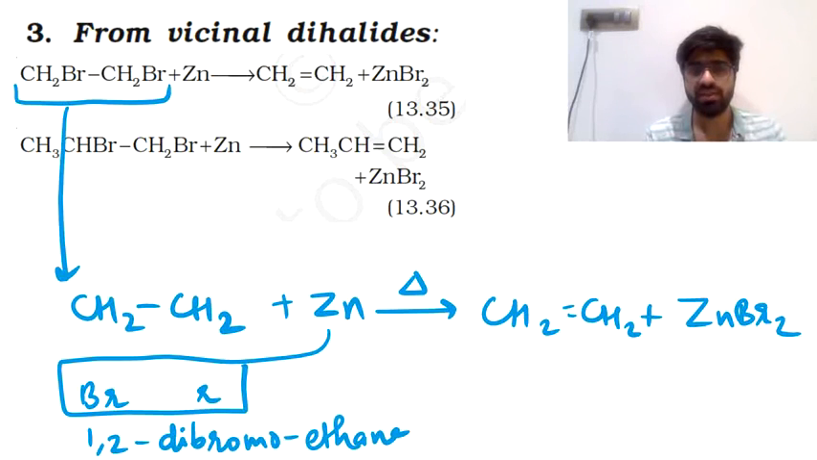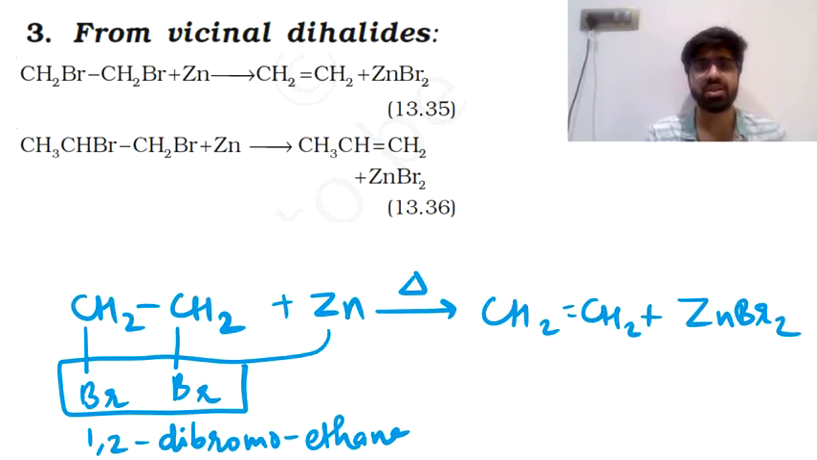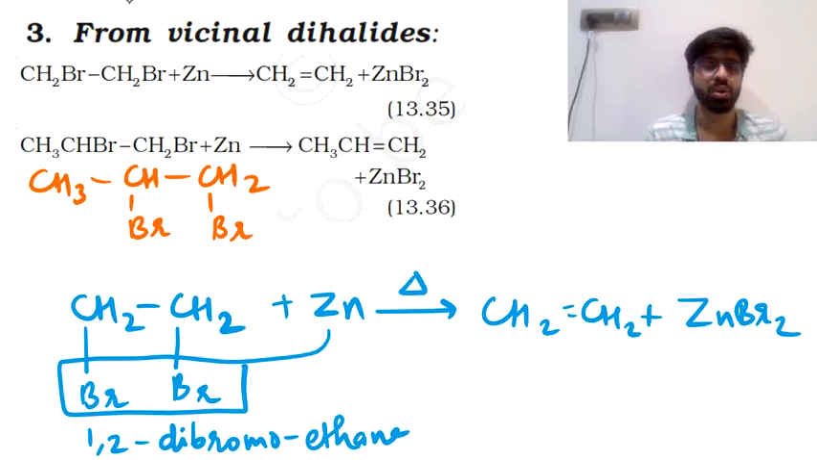So this reaction, like we discussed, is going to be possible with vicinal dihalides, where the halogen atoms are attached with the adjacent carbon atoms only. You can check this example as well. In this example, it is CH3, CHBr, CH2Br. If I write it properly, it is CH3, CH, a Br along with it. Then that CH is attached with CH2 and a Br along with that CH2 also.